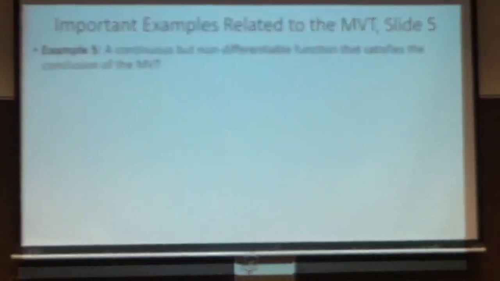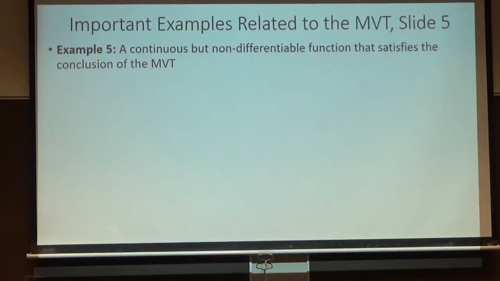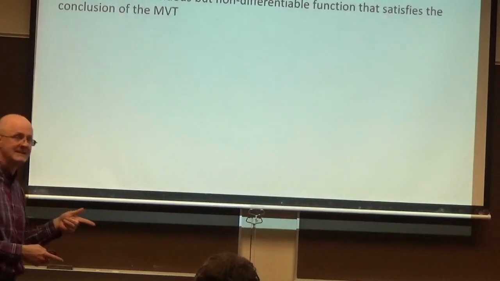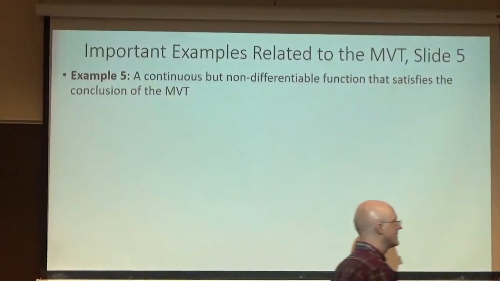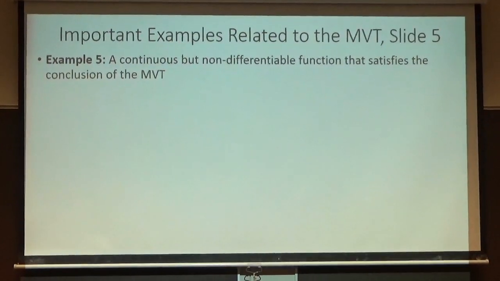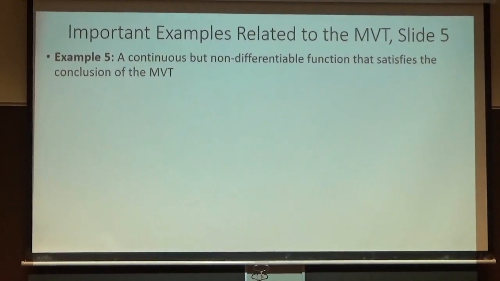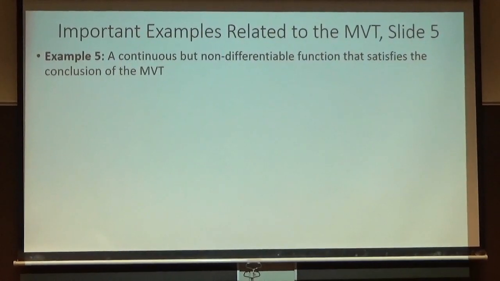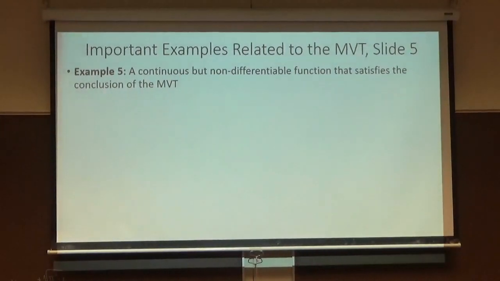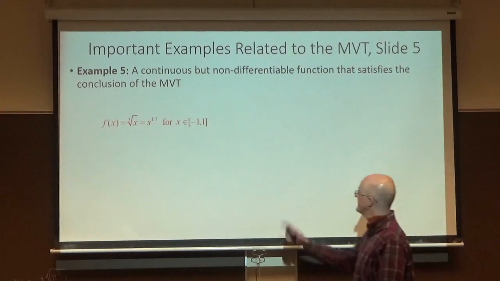Fifth example is an example, maybe you should have switched around examples 4 and 5. This is an example of a non-differentiable function that still satisfies the conclusion of mean value. It's going to be continuous on the closed interval. It will fail to be differentiable at one point, so it will not satisfy the hypotheses, but it will turn out it just happens to satisfy the conclusion. But there's no guarantee of that unless you actually check it. The example is the cube root function, and the interval is from -1 to 1.